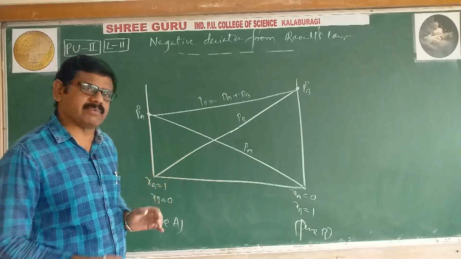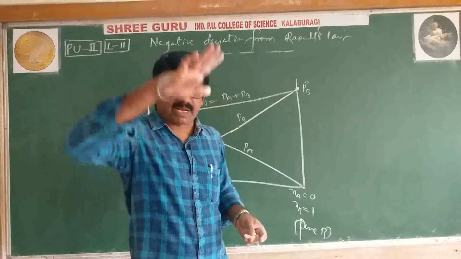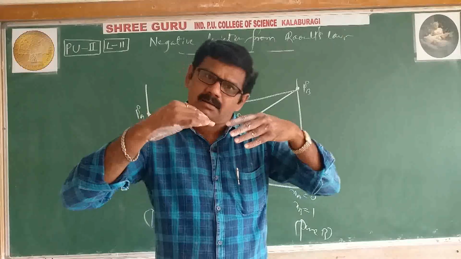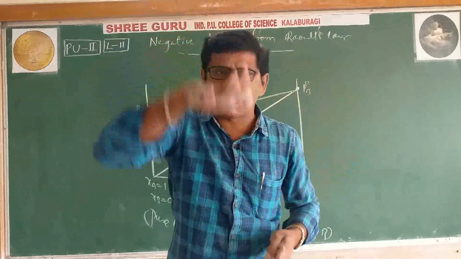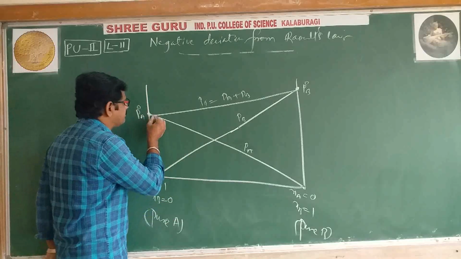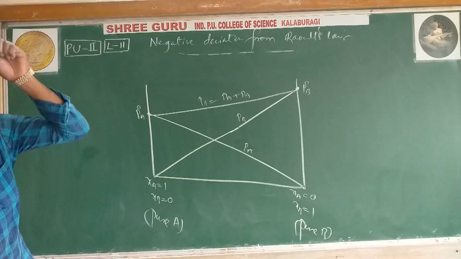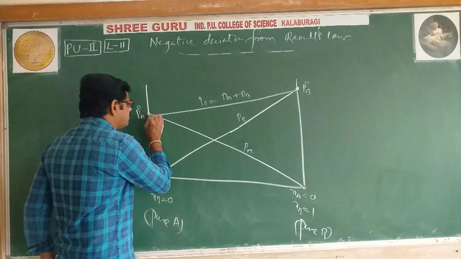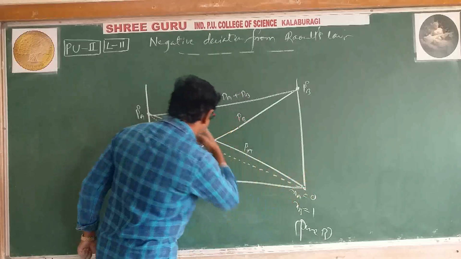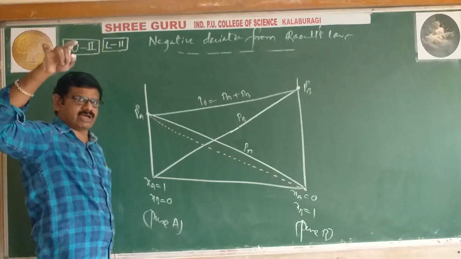Negative deviation means what happened? In the mixture, pressure is less. Pressure decreases because of strong attractions. Vaporization is less, automatically vapor pressure also less only. That's why we are showing a minimum here. There we showed a maximum, here we are showing a minimum. Dots we will write below the curve. Previously we wrote above, here below.